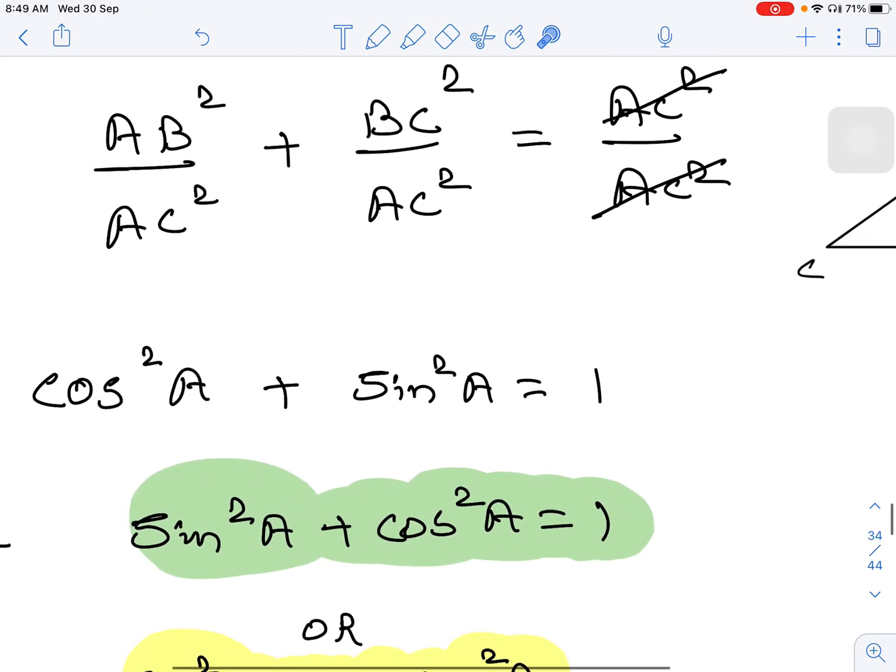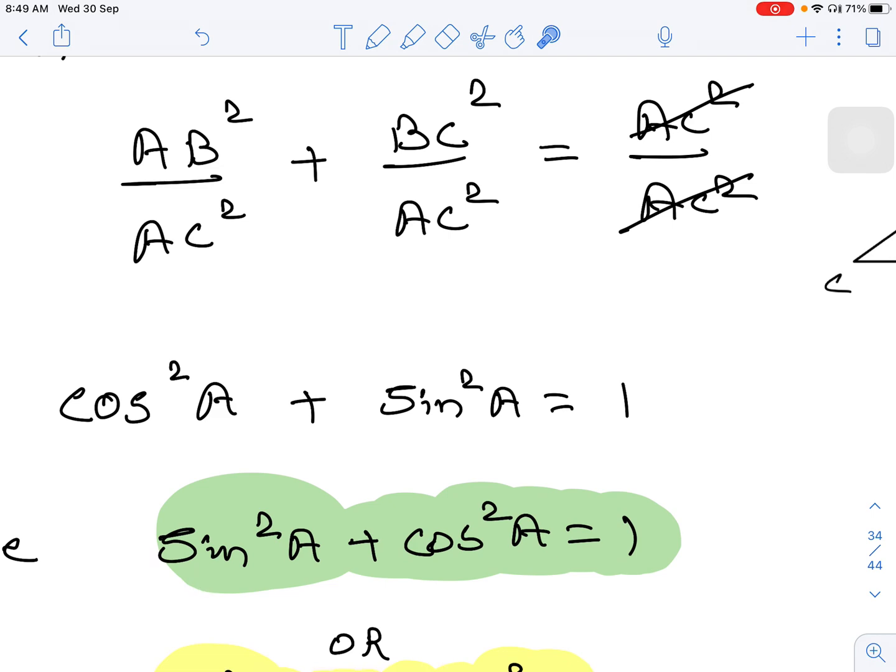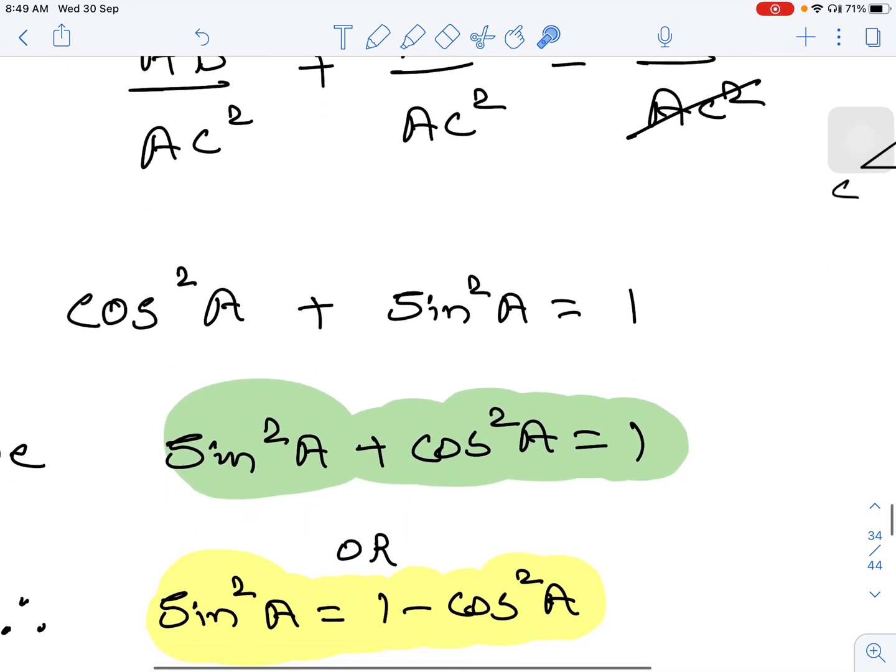And what is that identity? That is cos square A plus sine square A equals 1, which can be written as sine square A plus cos square A equals 1. Now remember, this is our first main identity. From this identity we can derive some more formulas.